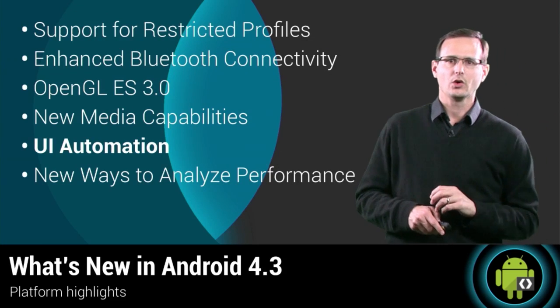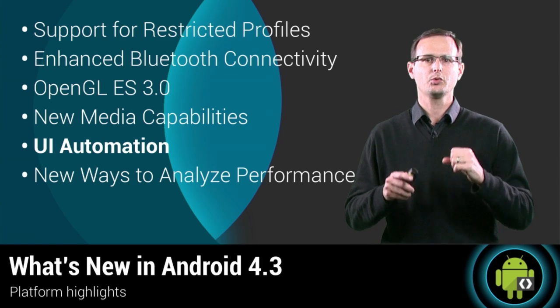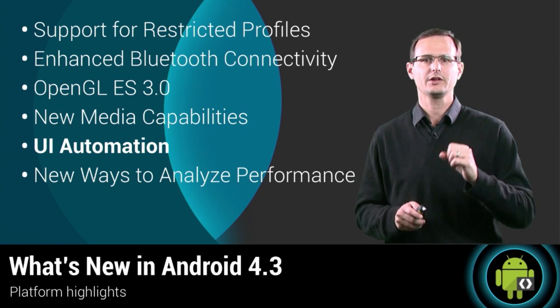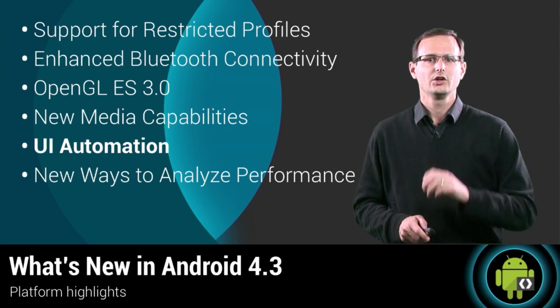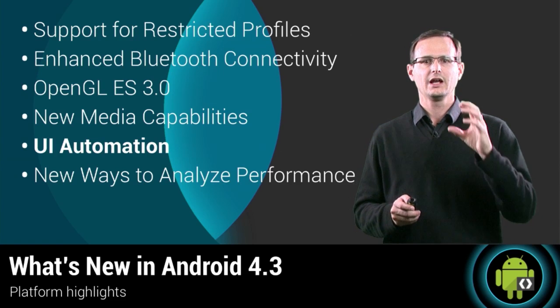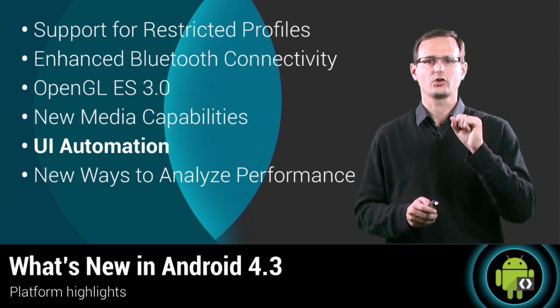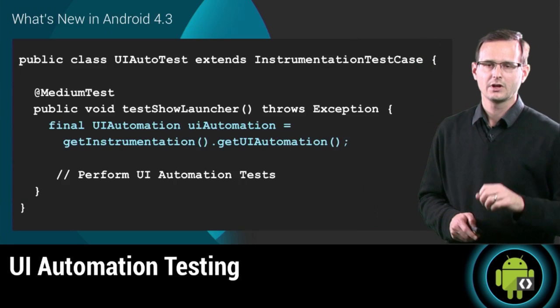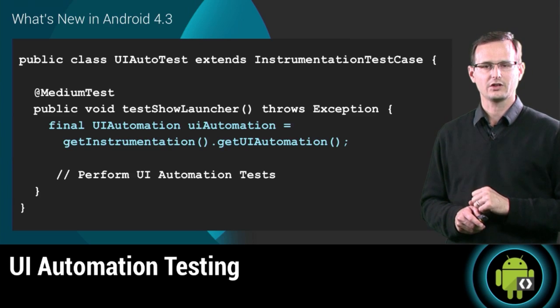A new UI automation framework uses the Accessibility Service APIs to support tests that interact with the device's UI by inspecting the screen content and injecting arbitrary keyboard and touch events. You can also perform system UI actions like hitting the back button, rotating the screen, and even taking screenshots. Best of all, the UI automation APIs work across application boundaries. To get an instance of the UI automation, call instrumentation.getUiAutomation within your instrumentation test case.